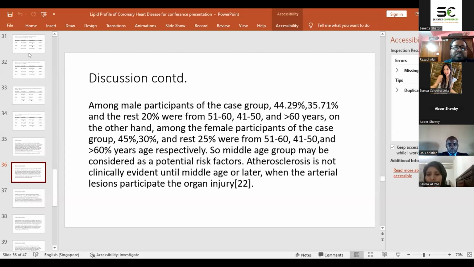Atherosclerosis is not clinically evident until middle age or later, when the arterial lesions precipitate organ injury.